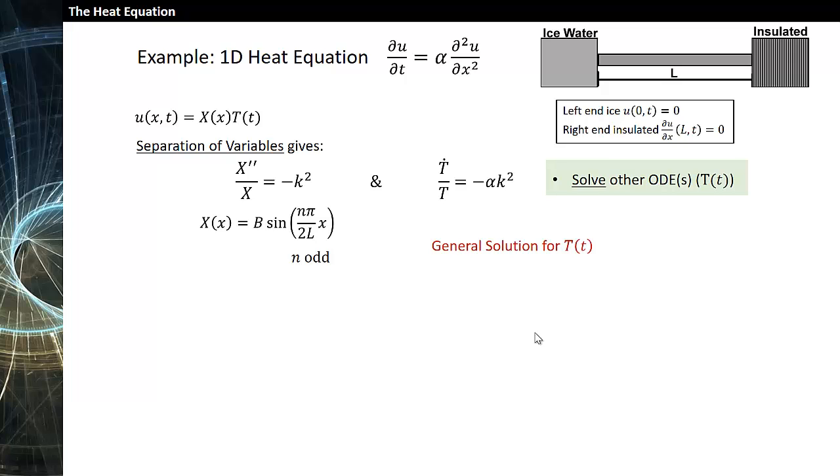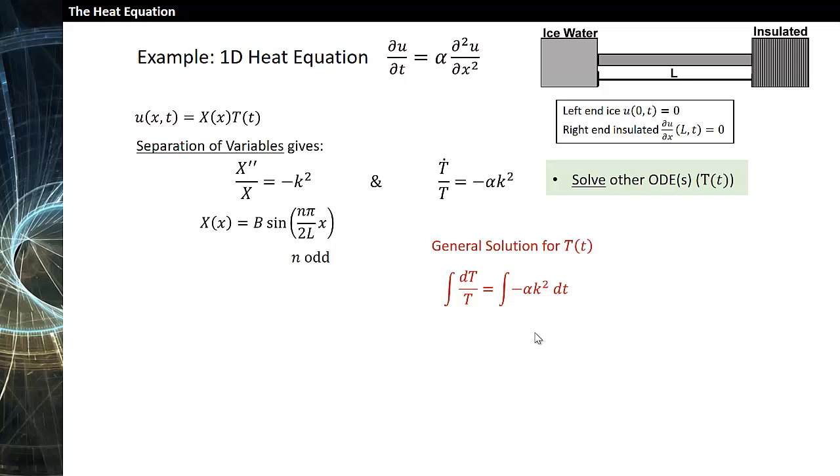So what we need to do is take our T differential equation, T dot over T is equal to minus alpha k squared, and solve that ordinary differential equation for capital T. This differential equation is one that we know how to solve. In fact, we can solve it using the general techniques of first order differential equations. So one way we could do that is multiply by little dt on both sides and then integrate both sides.